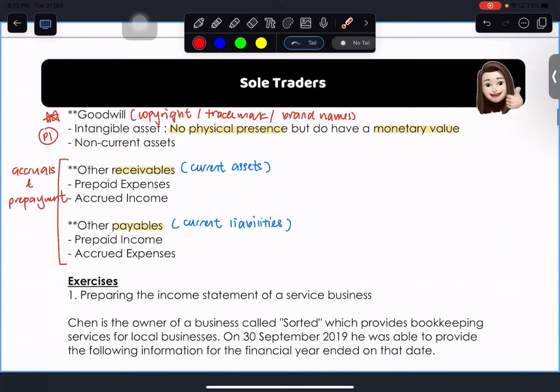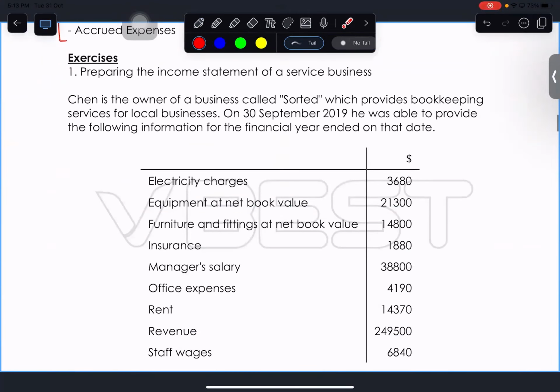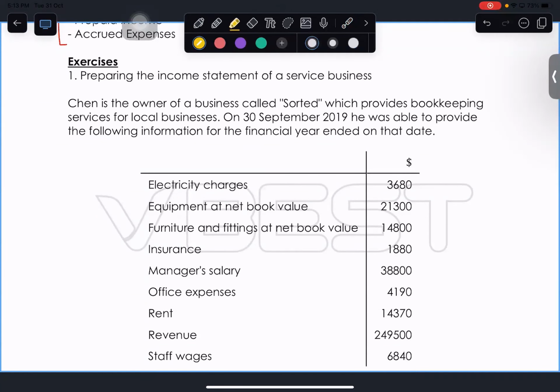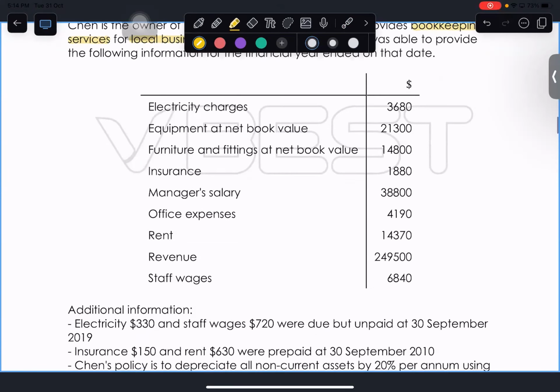Okay, then, I explain first. Later I get the paper for you, you can write down. So, preparing the income statement of the service business. They say Chen is a business that offers bookkeeping service for local businesses. On 30th September 2019, he was able to provide the following information. So this is the list of items that we have.